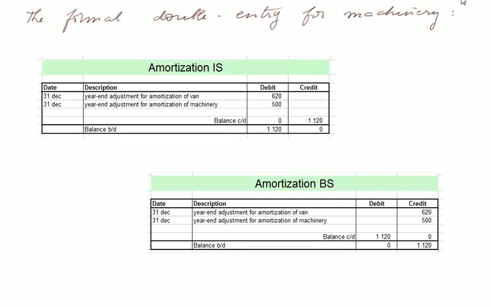The formal double entry for machinery is the same as for the van. In the amortization IS account, we make an entry on debit for 500 euros. That's a consumption of the value of the machinery. And in the amortization BS, we credit 500 euros. Notice that each of these transactions is balanced.